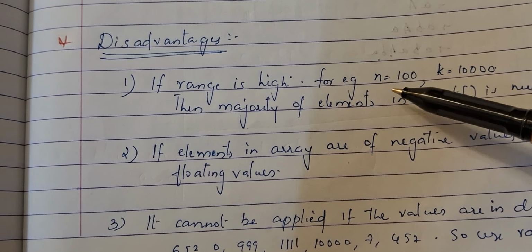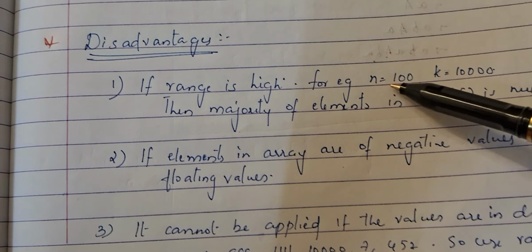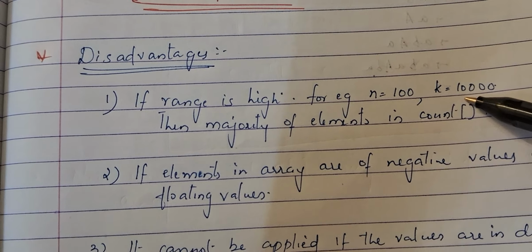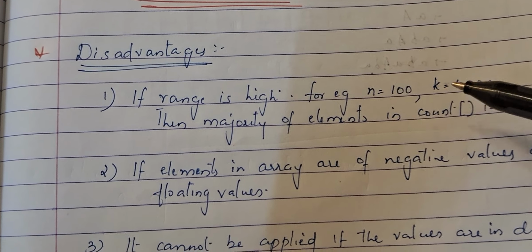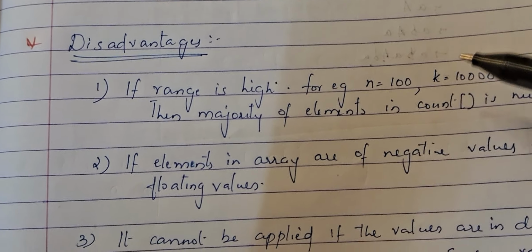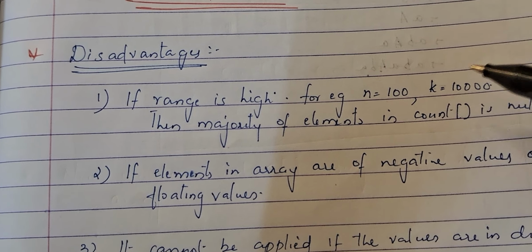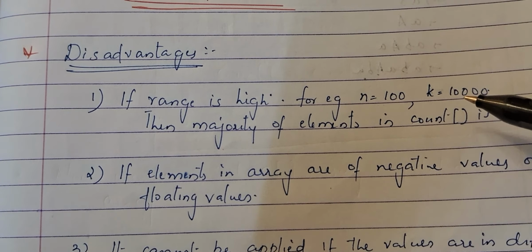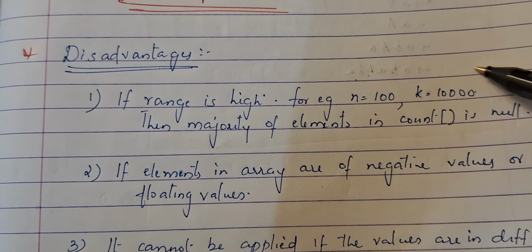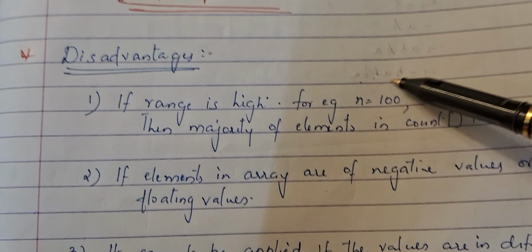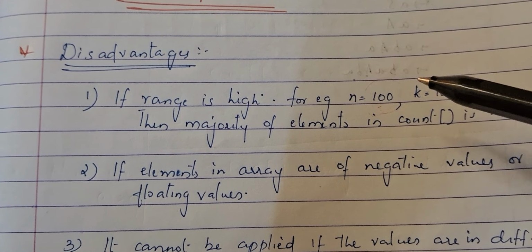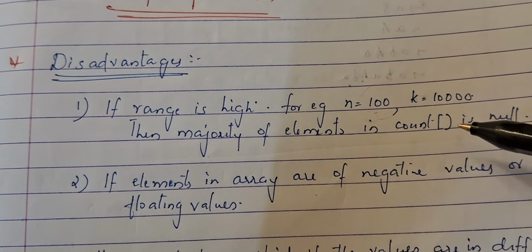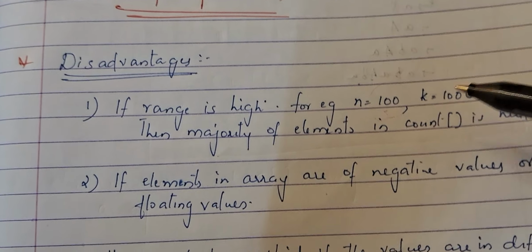And there are some disadvantages to this sorting. Suppose the number of elements is 100 and the range is 10,000. In our example there are 17 elements and the largest element is 9, so the range is 9. But if the maximum element is 10,000 and we have only 100 elements, then if we make a count array, the majority of the elements in the count array become null. This is one drawback of counting sort.